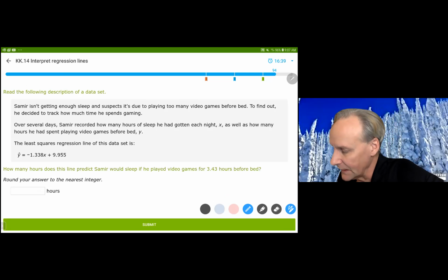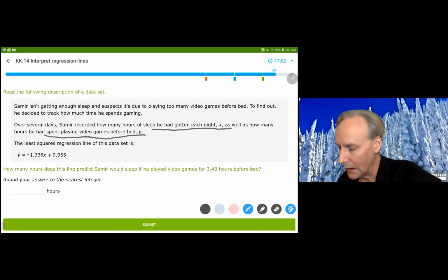Samir isn't getting enough sleep and suspects it's due to playing too many video games before bed. To find out, he decides to track how much time he spends gaming. Over the next several days, he records his hours of sleep and how many hours he spent playing video games. Here's his least squares regression line.